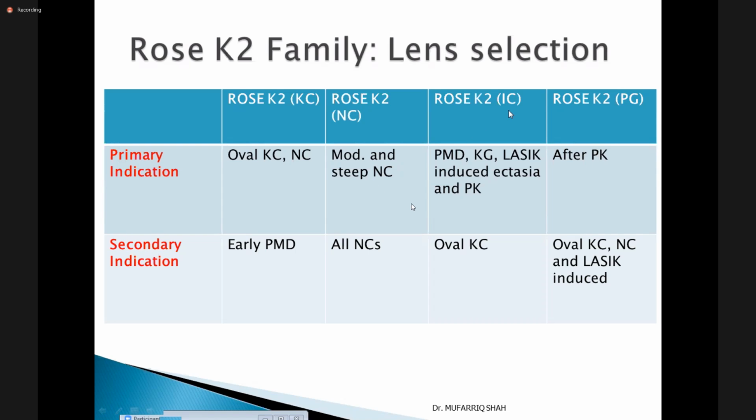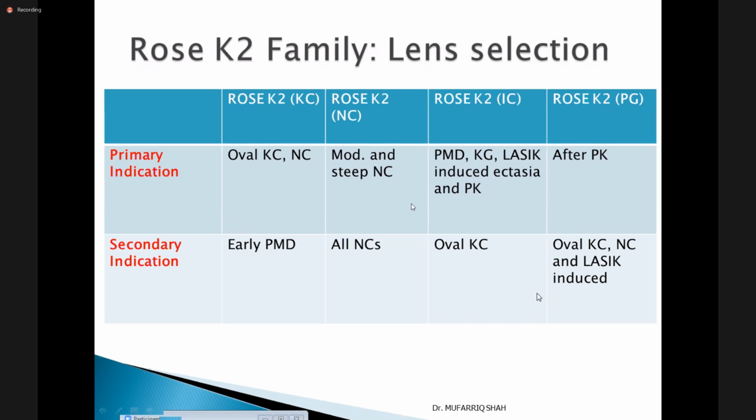For Rose K2 IC, irregular cornea lenses, the primary indication is pellucid marginal degeneration, keratoglobus, LASIK-induced ectasia, and after penetrating keratoplasty. And Rose K2 PG, we prescribe these after penetrating keratoplasty. The secondary indication for the Rose K2 lenses is early pellucid marginal degeneration. For Rose K2 NC lenses, it is all types of nipple cones.